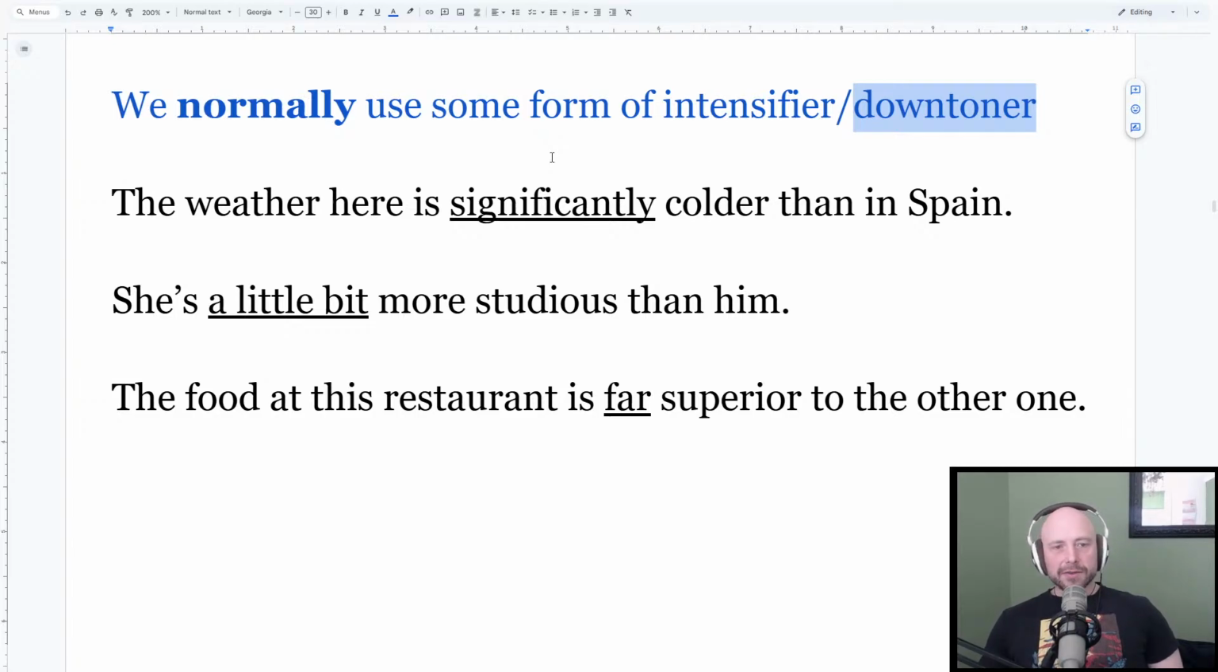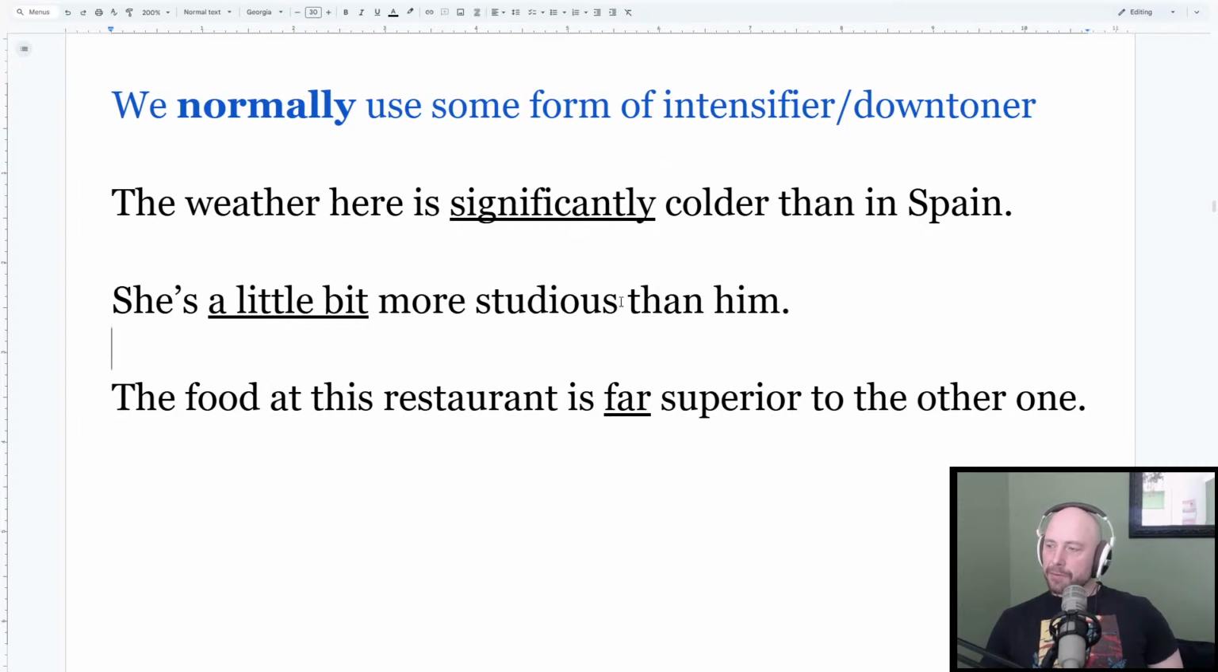So we almost always use these when we're making comparisons. It's very rare that we'll make a comparison without using one of these. Very rare. So rather than saying "the weather here is colder than Spain", we say "the weather here is significantly colder than Spain", or "she's a little bit more studious than him", or "the food at this restaurant is far superior to the other one". So notice "significantly", "a little bit", and "far". Most of the time, we're using these intensifiers and downtoners.